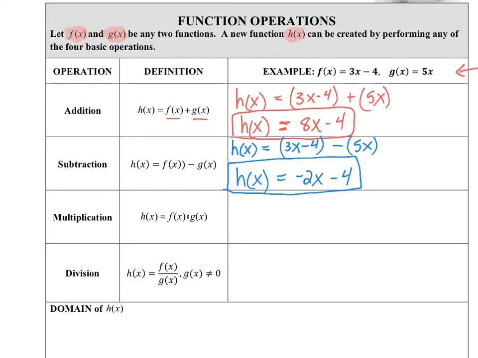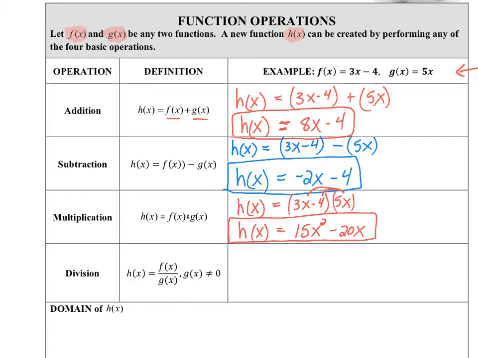For multiplication, we take f of x, which is 3x minus 4, times g of x, which is 5x, and we would multiply. Remember, multiplication is basically just distributing. So we distribute the 5x to both of these. So we'd end up with h of x equals 5x times 3x is 15x squared. 5x times negative 4 is negative 20x. So we'd end up with 15x squared minus 20x.